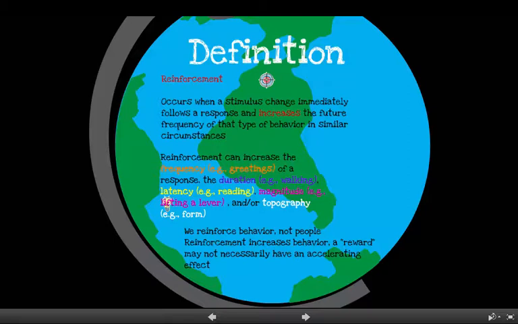Somebody may gladly take something, gladly eat something, gladly touch something if it's something tactile, gladly look at something or listen to something, but unless it increases the frequency of behavior or the duration of behavior or the latency or magnitude or topography, we will not call it a reinforcer.